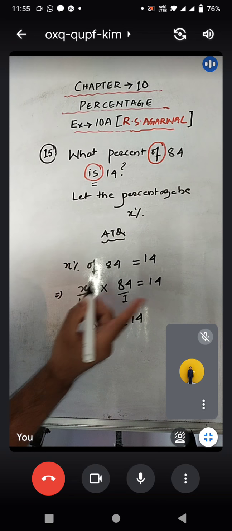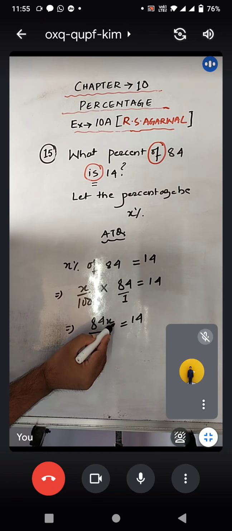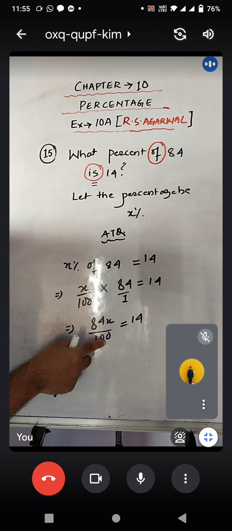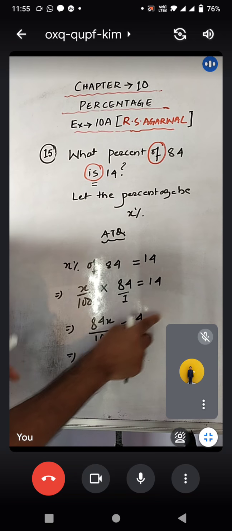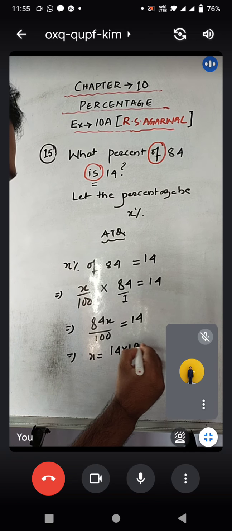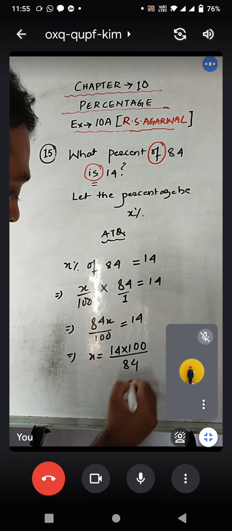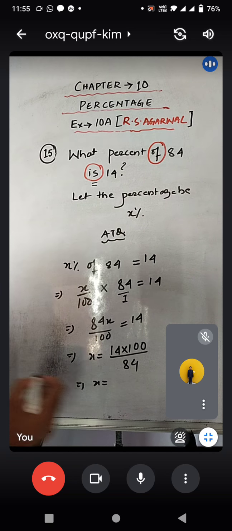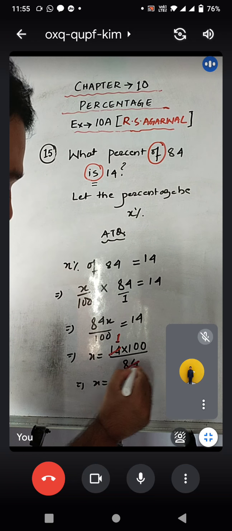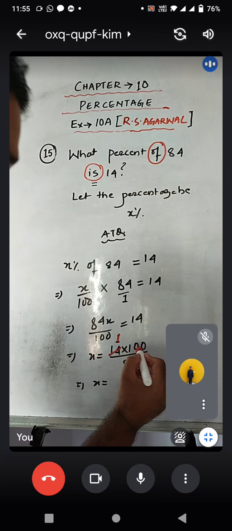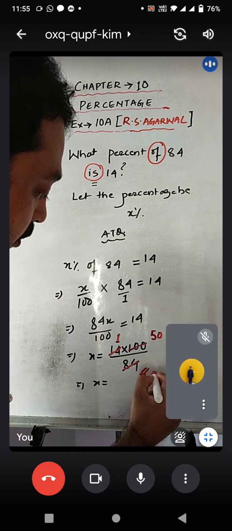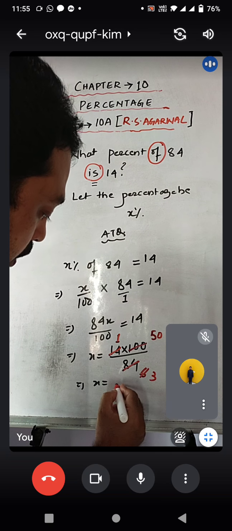So what is our main objective? To get the value of x. So I have to make this x independent. So I have to take 100 towards this side and 84 also this side. That is cross multiplication. So x is equals to 14 into 100 by 84. Fine. So if I solve this, 14 6s are 84, 14 1s are 14, 14 6s is 84, and 100 and 6 can be reduced by 2, so 50, 2 50s are 100, 2 3s are 6, so your answer is 50 by 3%.